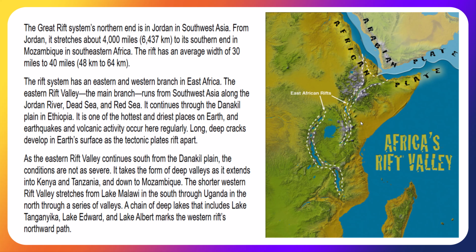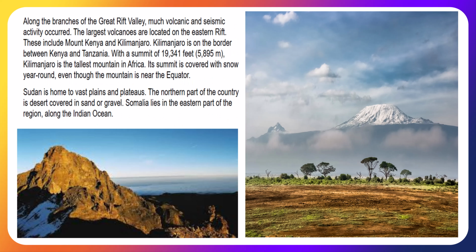Question number 18. What two things occur along the branches of the Great Rift Valley? You have earthquakes and volcanic activity. Along the branches of the Great Rift Valley, much volcanic and seismic activity occurred.